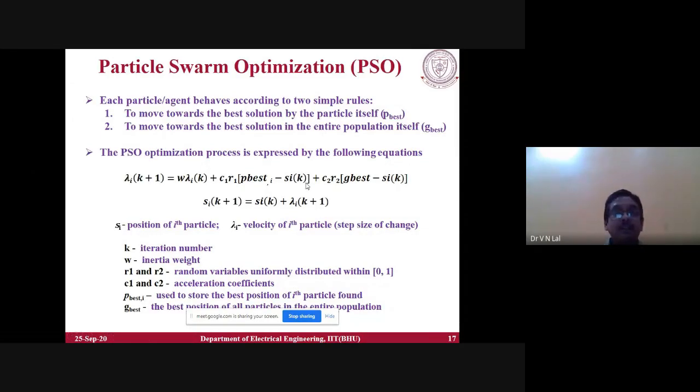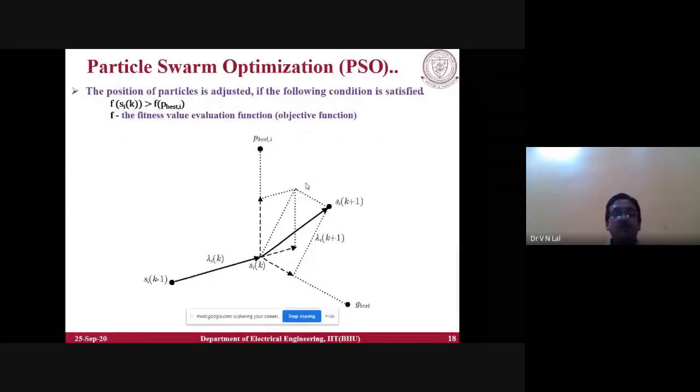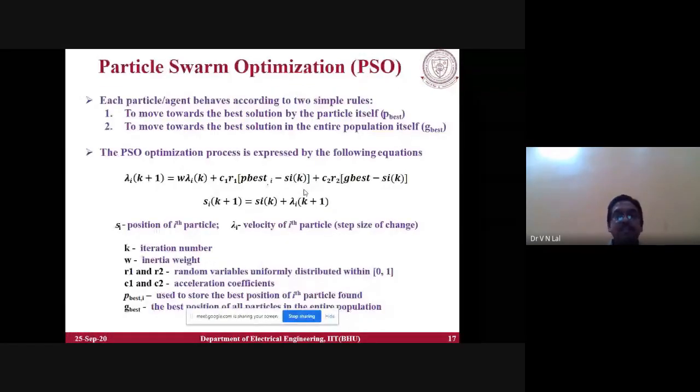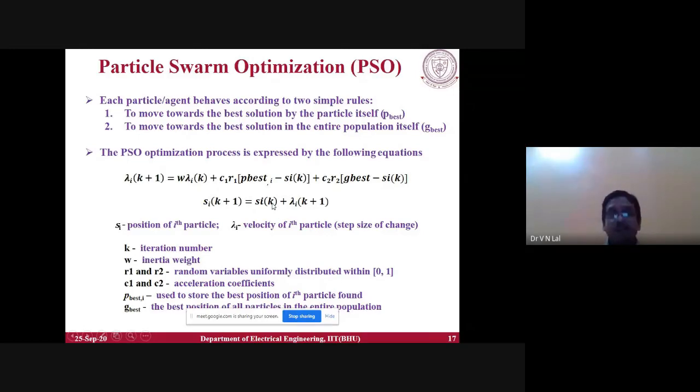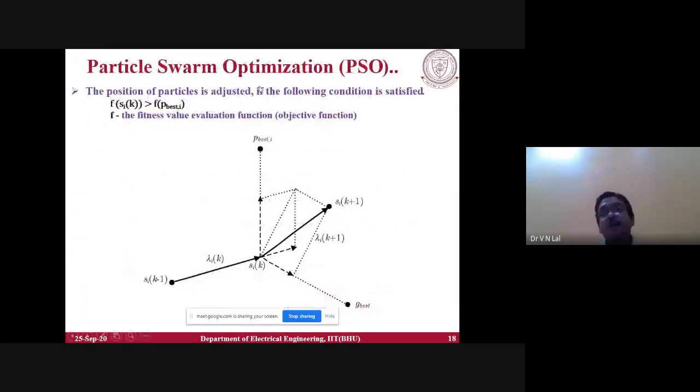Okay. Now, for how long is this process continued? Step change is given to the position. So how is it being changed? Now there should be some objective function, and that objective function is to be satisfied. So that objective function is, say, f, which is known as the fitness value evaluation function.